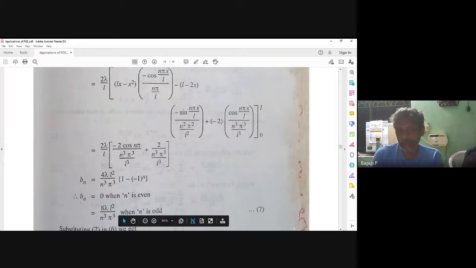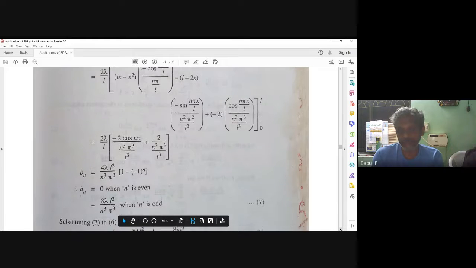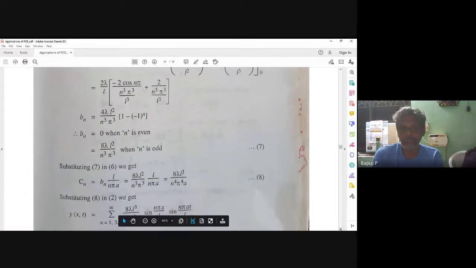Okay, yeah. Now this you will get. Then Cn is equal to what? Bn by n pi a by L. Substituting the Cn value. Bn is equal to Cn into n pi a by L. From this, Cn is equal to what? Bn into L by n pi a. So go back and substitute the Cn value here.